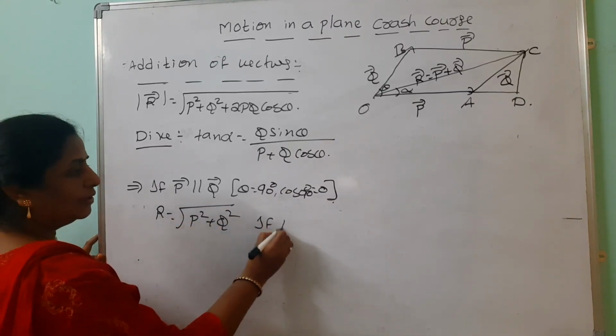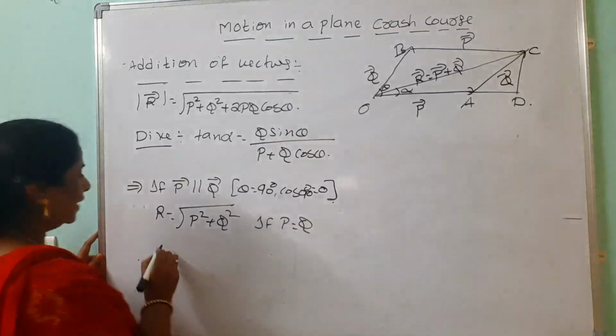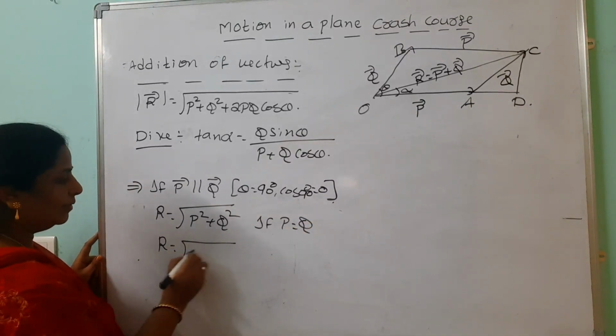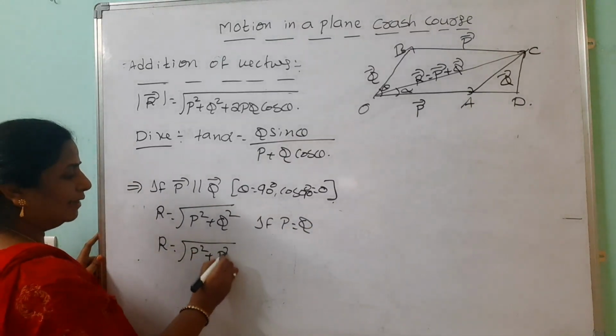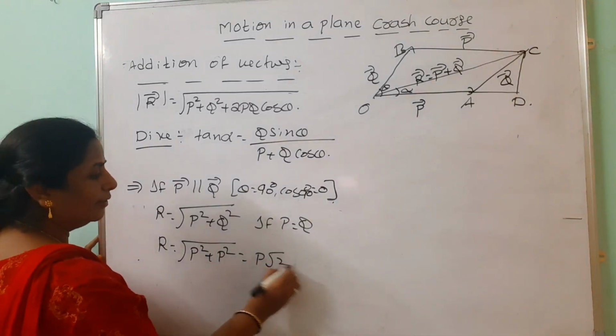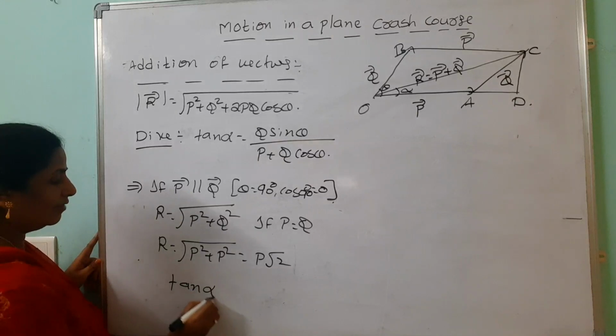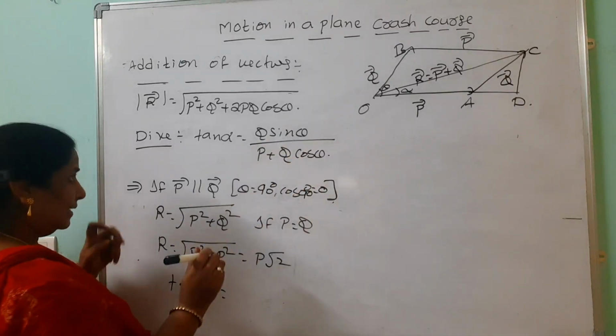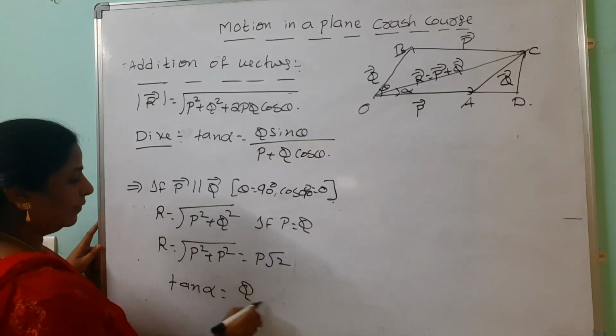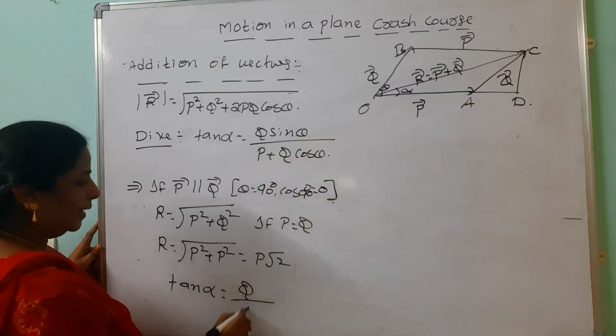If p equals q, what are you getting? R equals under root p square plus p square, which is p into under root 2. Then what about the direction? You can say that tan alpha equals sin 90, which is 1, so q by this is 0, q by p.